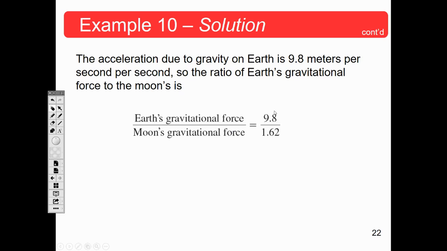Our gravitational constant on Earth in meters per second squared was 9.8. The gravitational constant for the moon is 1.62, which we just found. And there's our ratio, which simplifies to 6. So the Earth has 6 times more gravity.